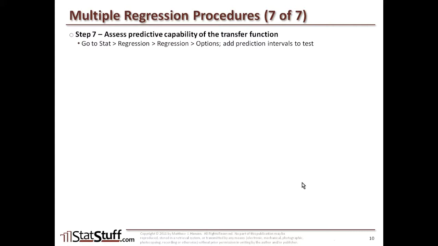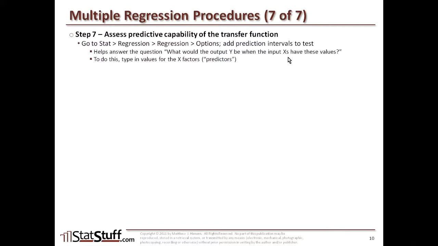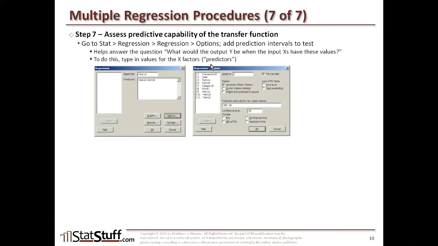And in the options box that's selected in there, we're going to add the prediction intervals to our test. So I'll show you how to answer that. By adding these prediction intervals, it's going to help us to answer the question, what would the output y be if we were to have certain given input x's of certain values when we identify those? So in order to do this, we would have to type in values for those x factors, which would be our predictors.